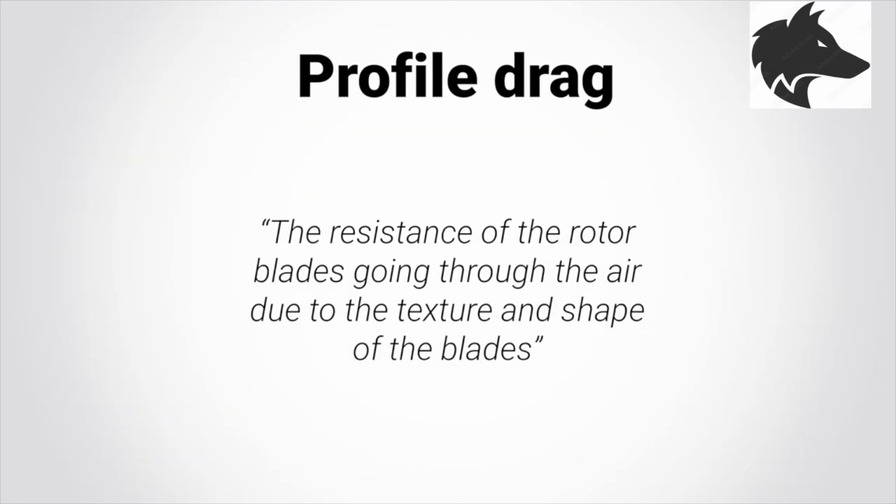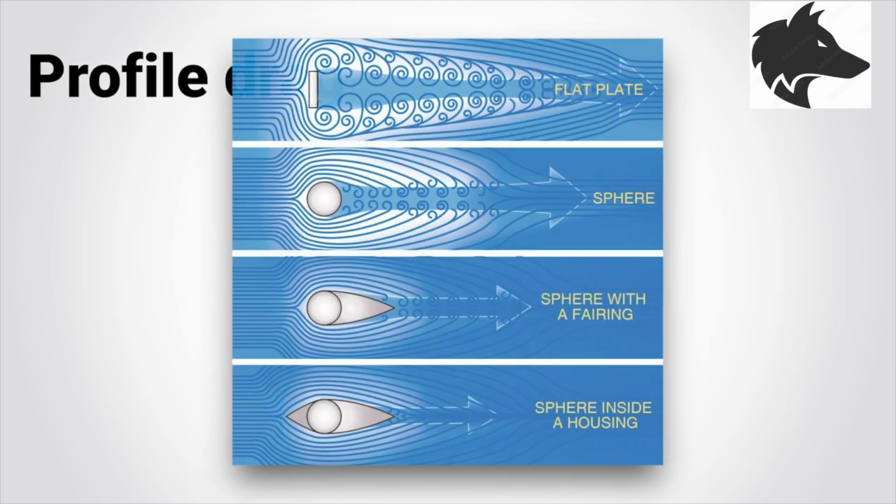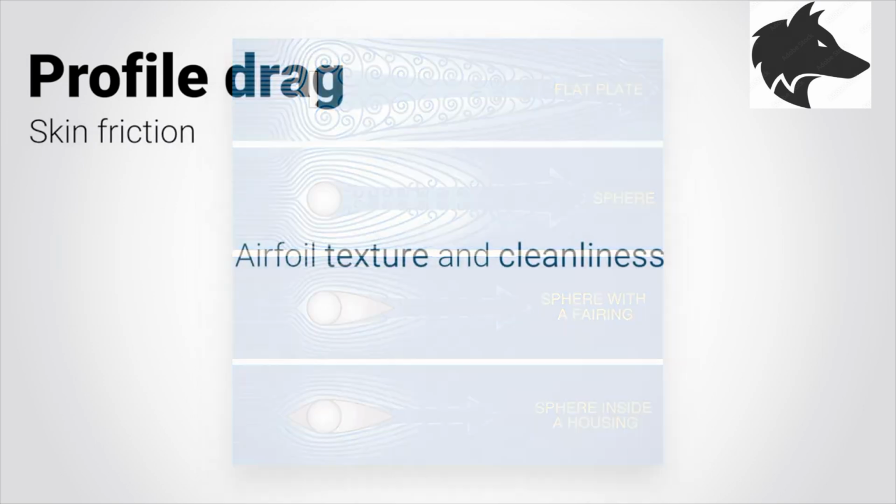Made up of form drag and skin friction, profile drag is the resistance of the rotor blades going through the air due to the texture of the blades as well as their shape. Form drag is the resistance caused by the air interacting with the frontal and rear areas of the rotor blades. A flat plate would experience more form drag than an airfoil would.